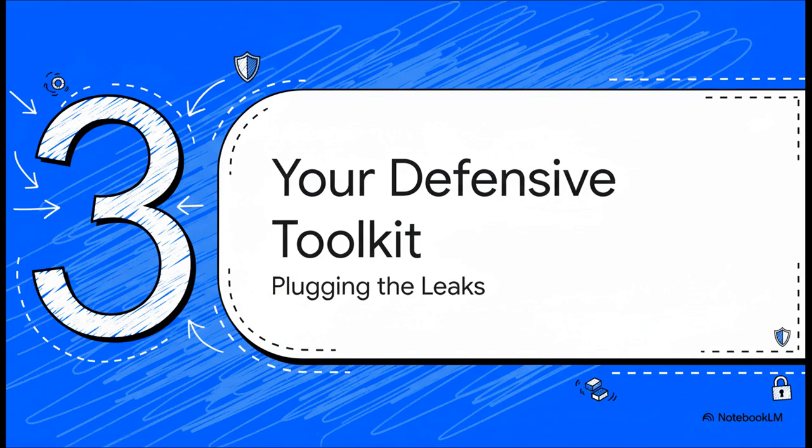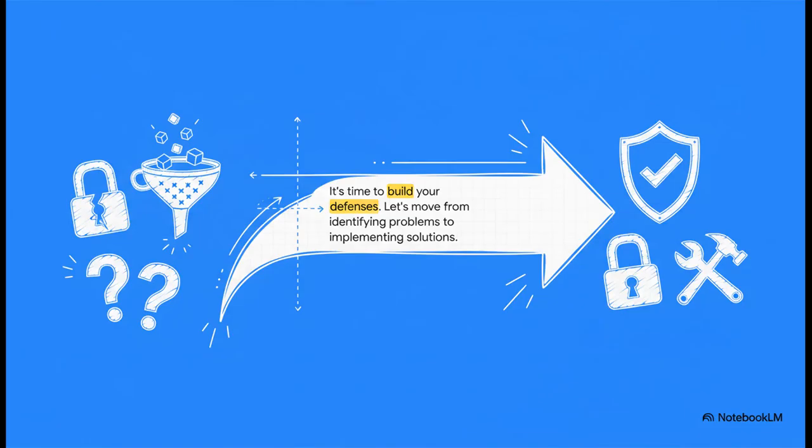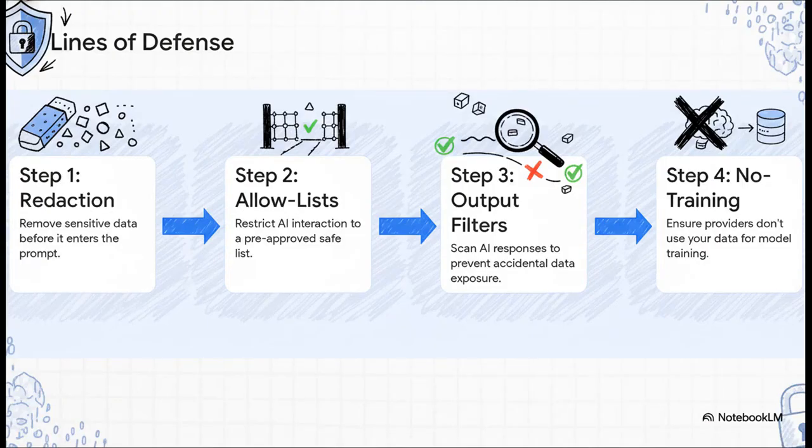Okay, that was the scary part. But here is the good news. We are not helpless here, not at all. There is a powerful set of strategies and tools we can use to plug these leaks and lock down our systems. This is your defensive playbook. This is a really crucial shift in our mindset, right? We're moving from just identifying the problems to actively building the solutions. So let's get tactical. Here are your 4 essential lines of defense.